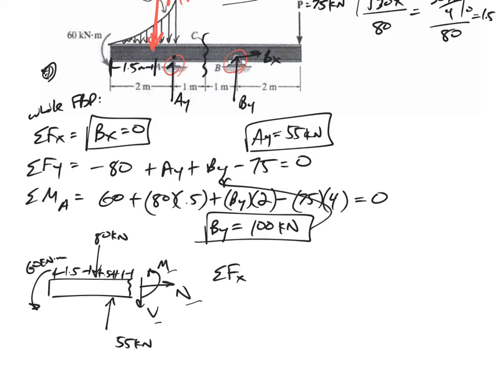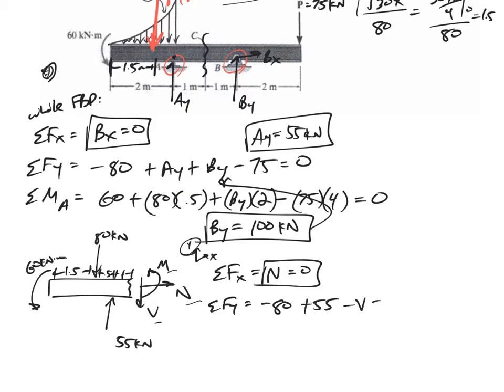So summing the forces in the x direction, again, I'm just going with my standard xy axis. Summing the forces in x, N is the only thing that's in x. It is equal to 0. All right. Summing the forces in y. Remember, y is up positive. I've got negative 80 kilonewtons plus 55, and then minus V is equal to 0. I'm going to get V. Let me be careful. V ends up being negative 25 kilonewtons.